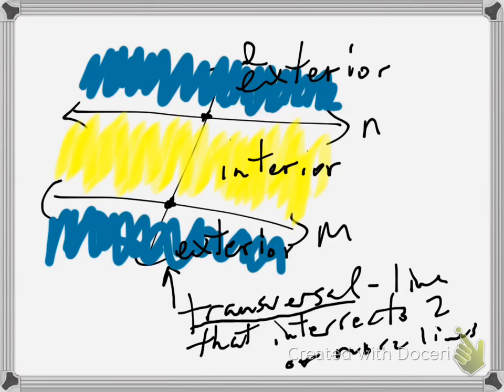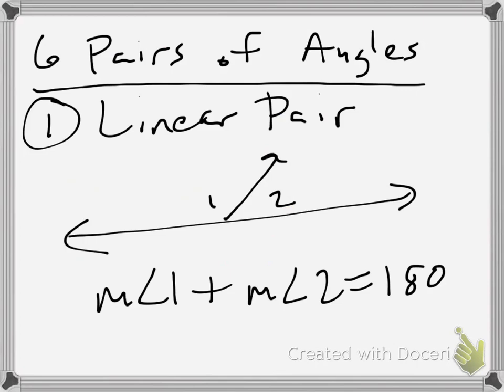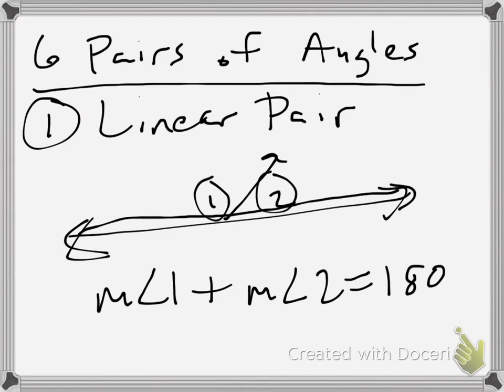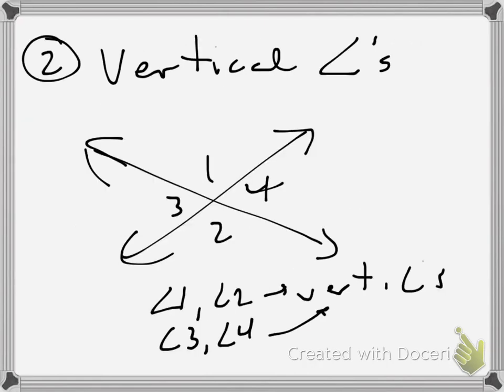The reason why that's important is because we're going to talk about 6 different pairs of angles. Now in your notes, they only mention 4, but I want to bring in the other 2 pairs of angles we talked about last chapter. The first pair is a linear pair. We know that. The linear pair, straight angle right here, that's 180 degrees. Here's 2 angles on the same line. If you add those 2 angles together, you get 180.